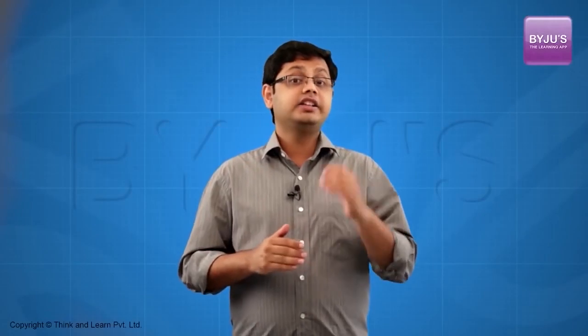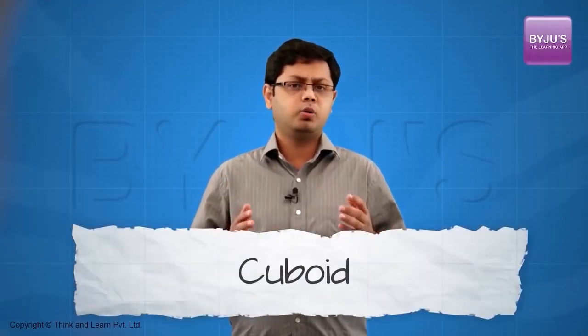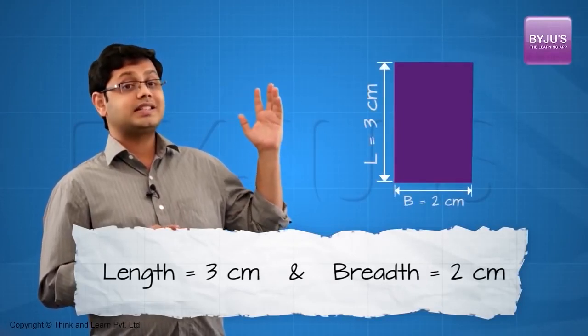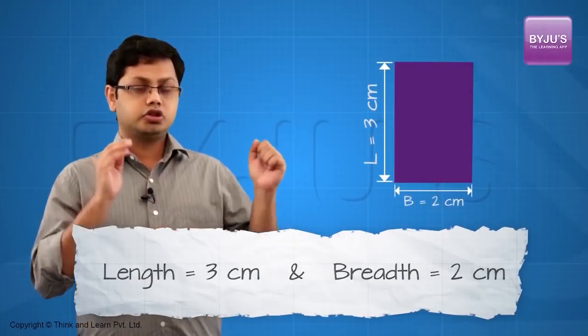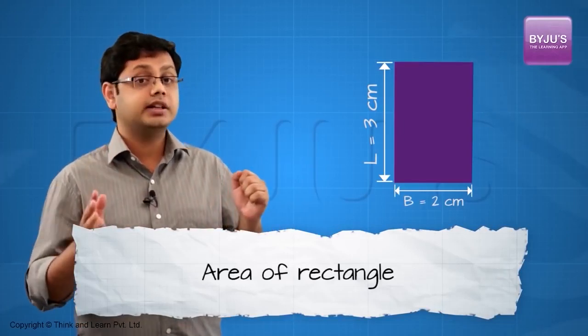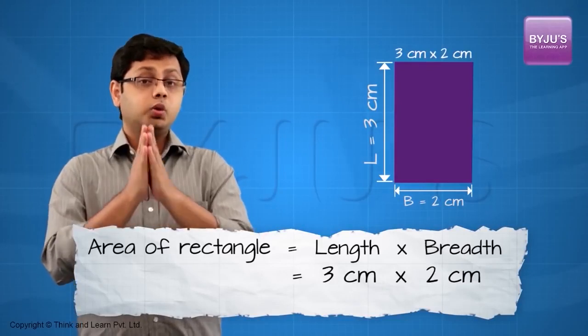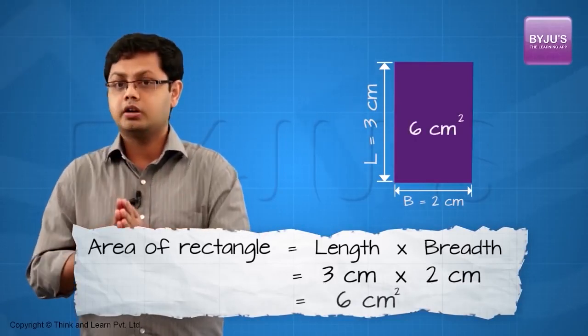Having said that, let us move on to a cuboid now. So, a cuboid is formed by extending a rectangle, right? Let us say we have a rectangle with length and breadth as 2 centimeters and 3 centimeters. So, what will be the area of this rectangle? It is going to be length times breadth, which is going to be equivalent to 6 centimeters square.